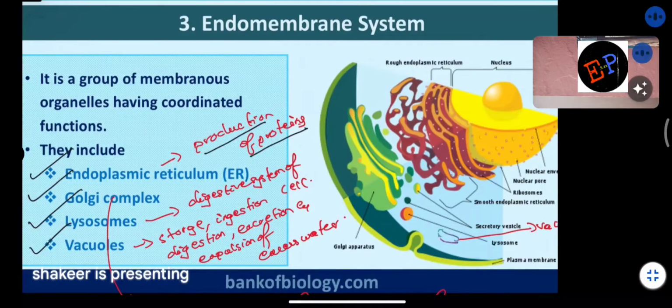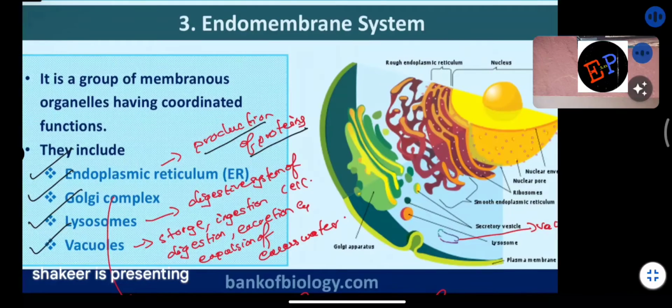What will this Golgi complex do? The proteins produced by the endoplasmic reticulum are received by the Golgi complex. These proteins are further modified and transported to the required locations. That is the function of the Golgi complex, which was recently also named the Golgi apparatus. So what are the functions? Endoplasmic reticulum produces proteins, and the Golgi complex receives them, further modifies them, and transports them to the required regions. Questions can be asked. Clear, no?